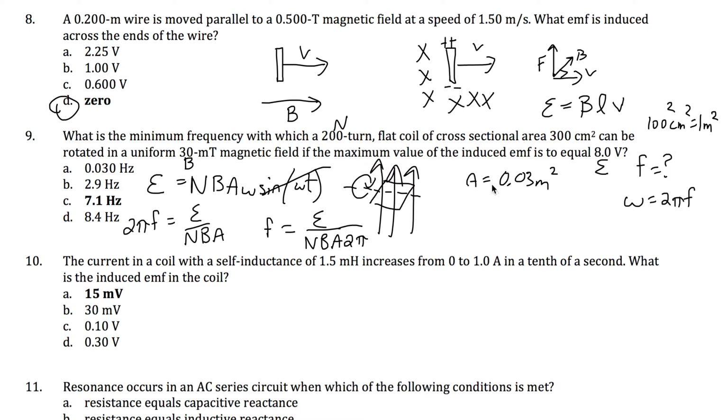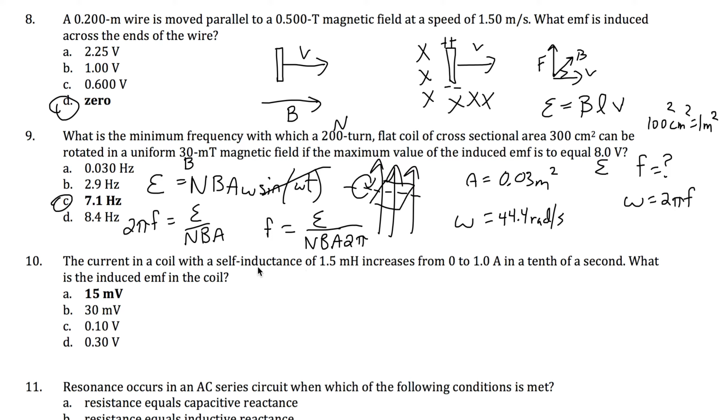And that's all of our variables, so plug and chug into here, and you'll get a frequency of 7.1 hertz. If you solve for omega in this equation, instead of f, you'll get 44.4 radians per second. But make sure that then you divide by 2 pi to get that frequency. Let's do the next one.